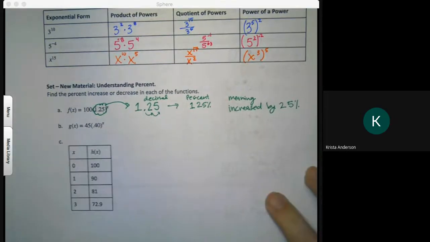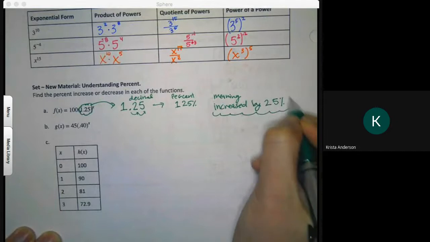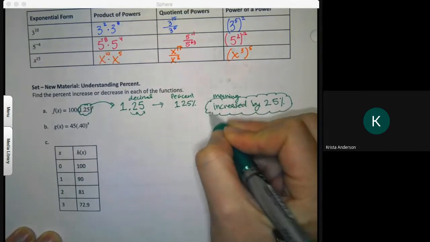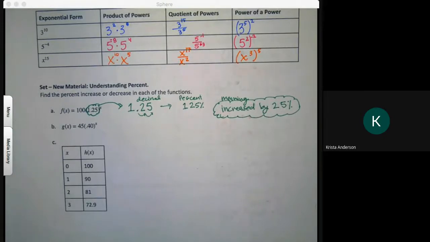Why would I say it increased by 25%? What are percents usually out of? 100. Percents are usually out of 100. But because mine's at 125, it's been bumped up by 25%. It increased, it went up.